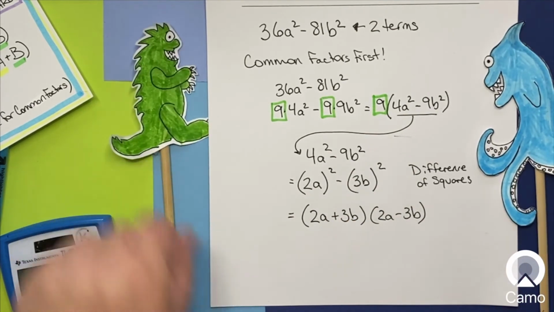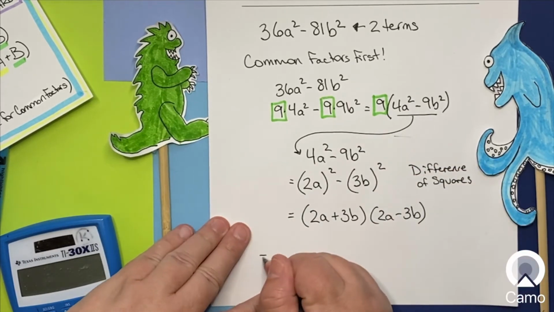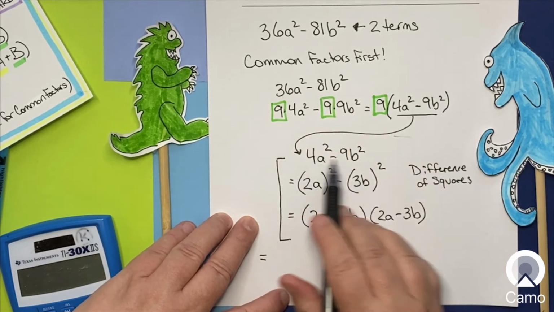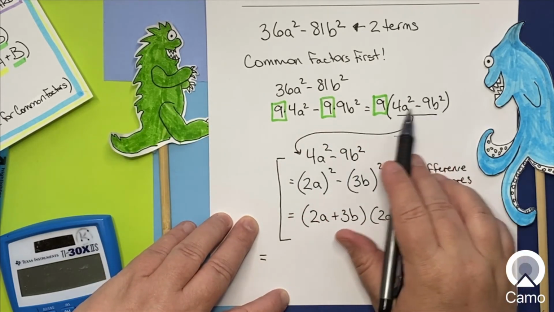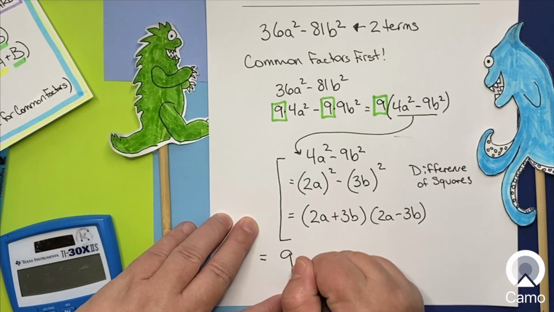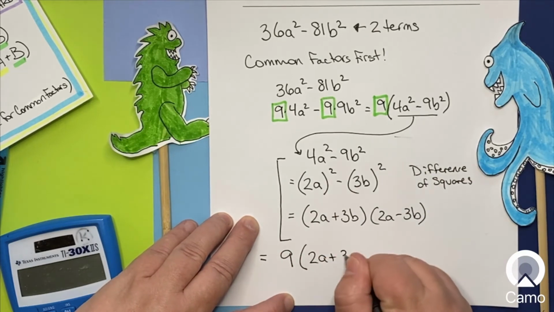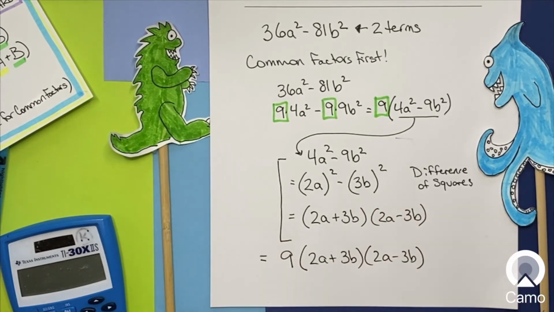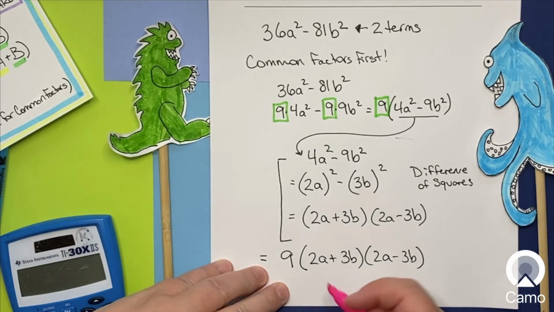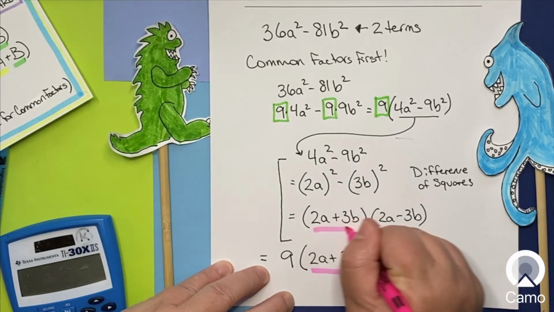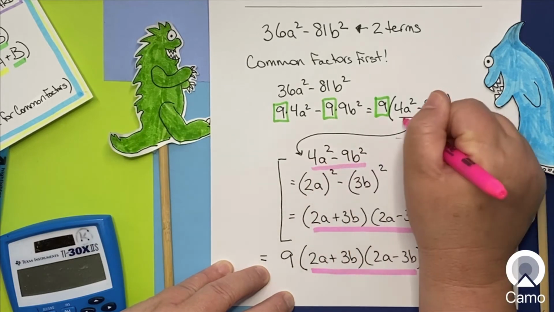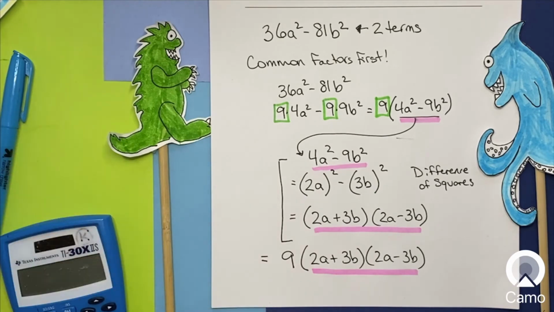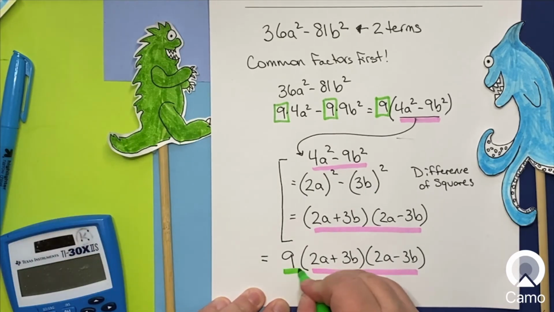Okay. Should I put a box around this? Oh, no, because I got to remember the 9. So this one's just kind of a little one where we're just working on that part. But for the whole factoring, I've got the 9 on the outside, the 2a plus 3b, 2a minus 3b, right? Because this comes from here, which comes from here. And the 9 comes from up here.